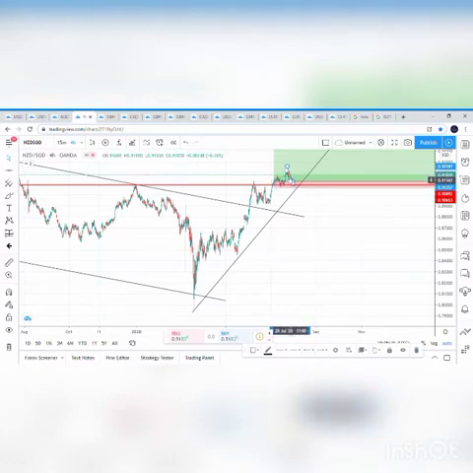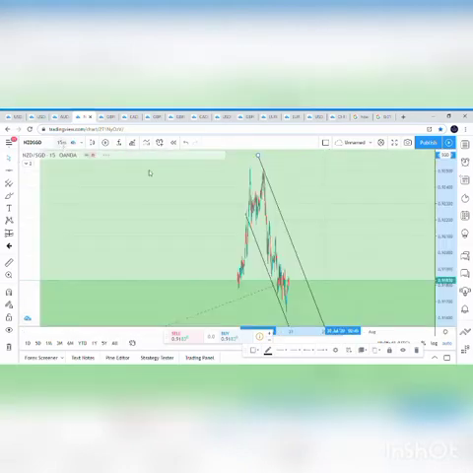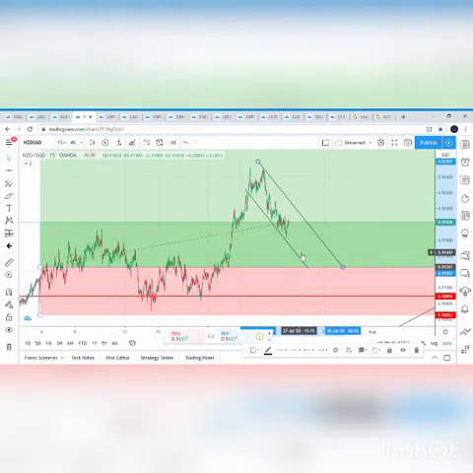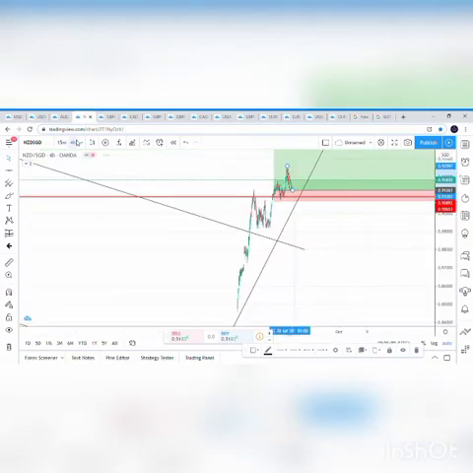As soon as it gets down to this point, after all the movement over here ranging, as soon as it breaks out of the zone, then we're expecting a continuation of the buy. So we're just waiting for it to range and then break out, then we'll continue buying. So that's it.